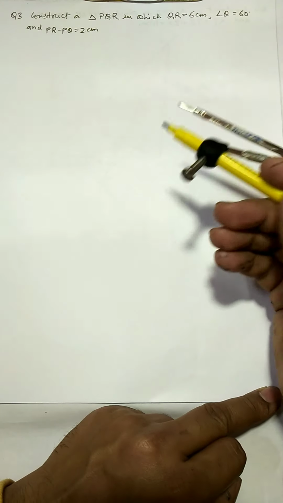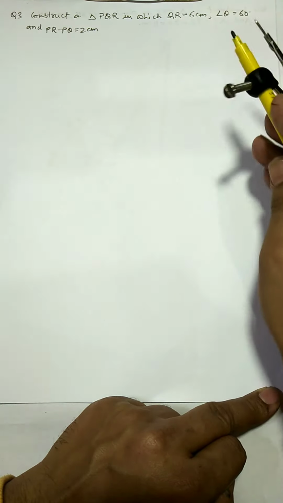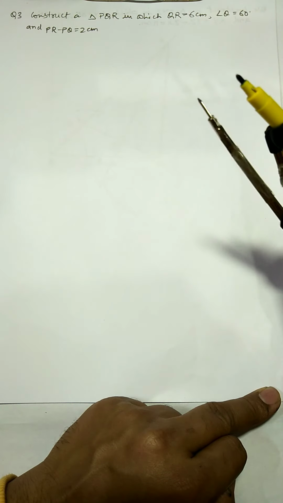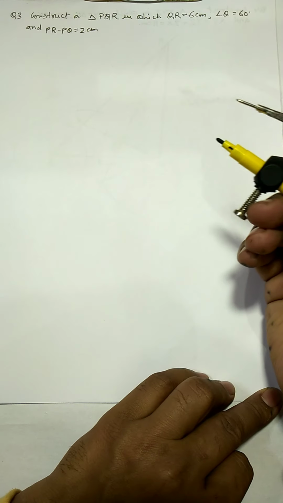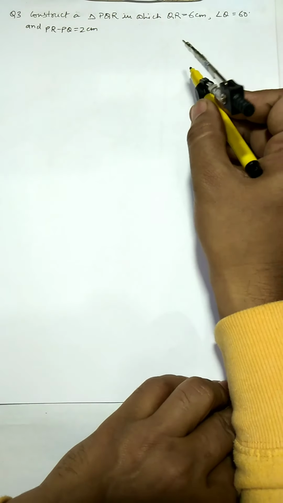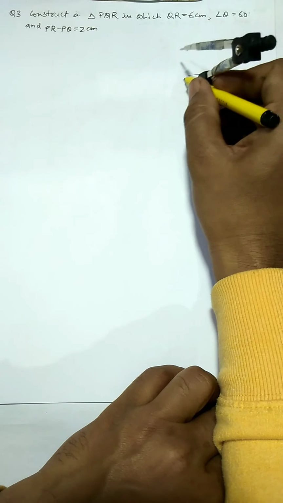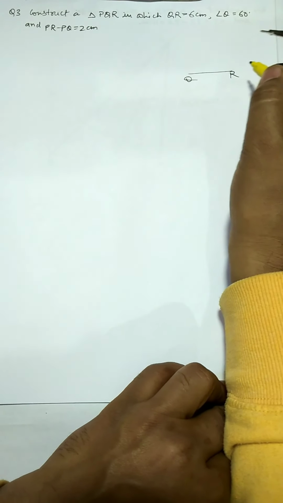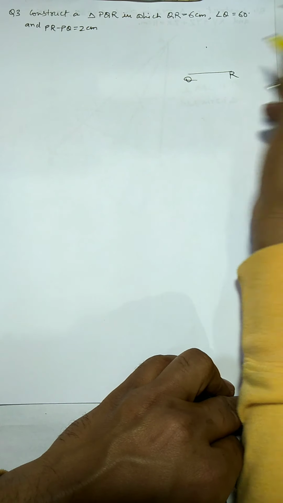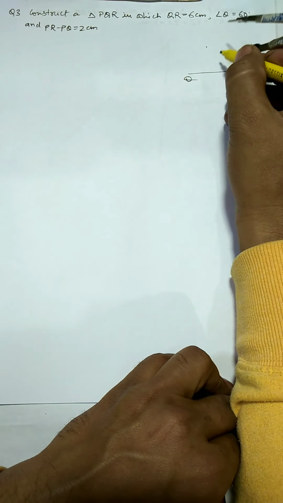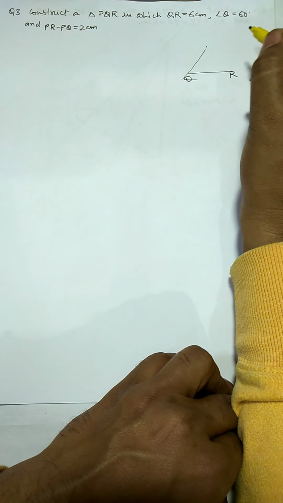This is the third type of triangle, in which a triangle is given, base QR is given as 6 centimeters, angle Q is 60 degrees, and PR minus PQ equals 2 centimeters. So if I draw a base, let's say this is QR, I'm doing a rough figure. This QR is your base and P will be somewhere above QR. So PR minus PQ, what does it mean?